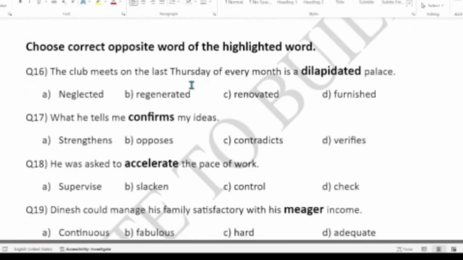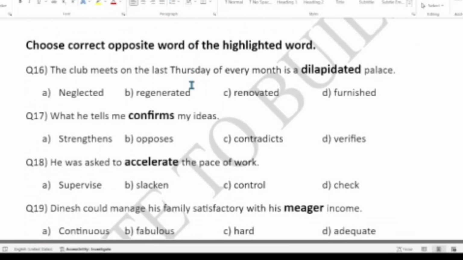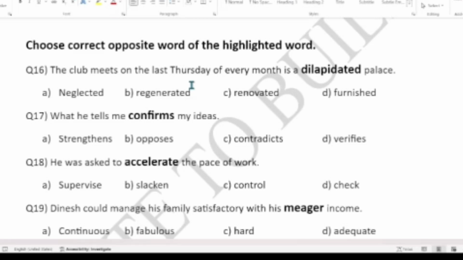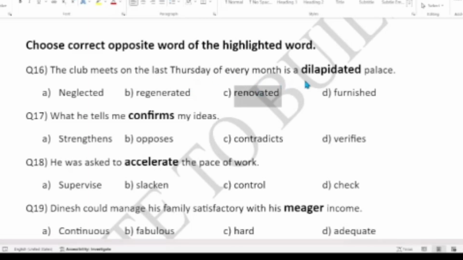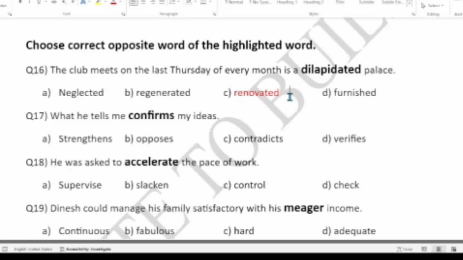Now we're talking about choosing the correct opposite word of the highlighted word. Basically here we are asked about opposites. Read question number 16. The club meets on the last Thursday of every month in a dilapidated palace. The correct answer of this is renovated. Basically, there is no law for antonyms. You should learn the antonyms or synonyms.